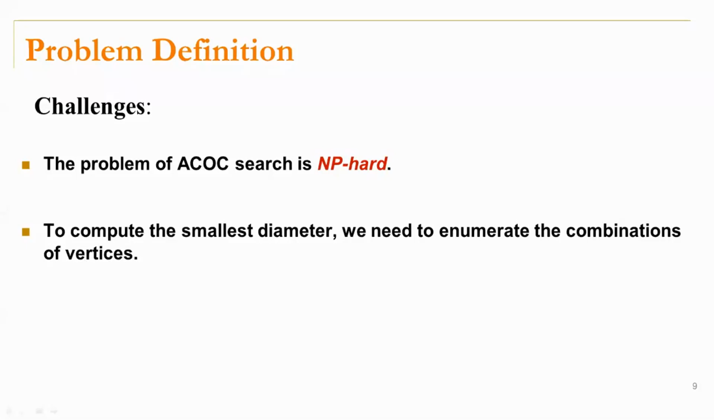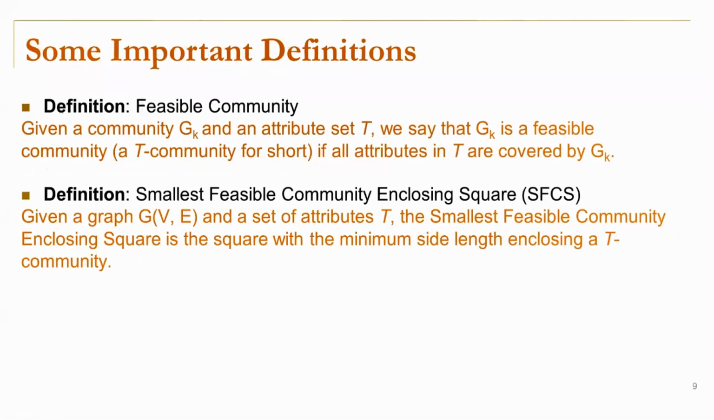How to find the ACOC is challenging. As shown in the paper, the problem of ACOC search is NP-hard. The major issue is that in order to compute the smallest diameter, we have to enumerate the combinations of vertices, which renders the problem NP-hard. And therefore, we propose approximate algorithms for this problem.